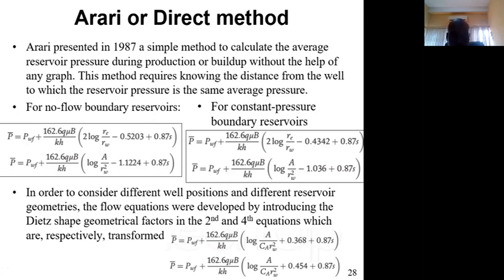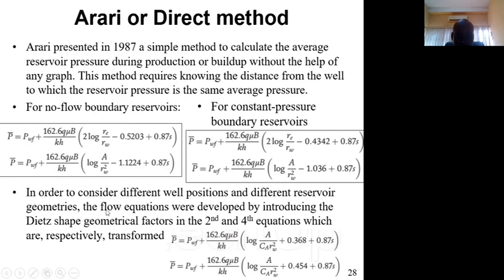So he presented equations for no-flow boundary reservoirs and for constant boundary reservoirs. These equations are actually the same thing. If you look at it, this is written in terms of reservoir extent, while this is in terms of drainage area, and the same thing here.